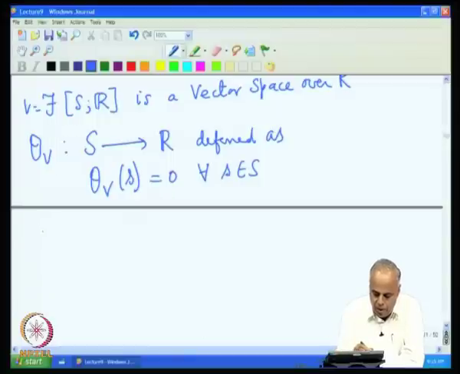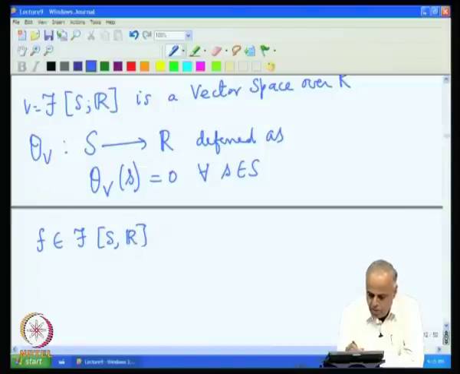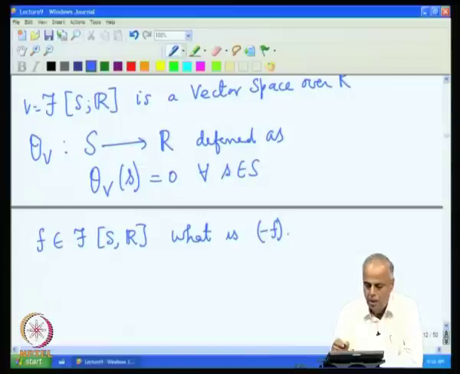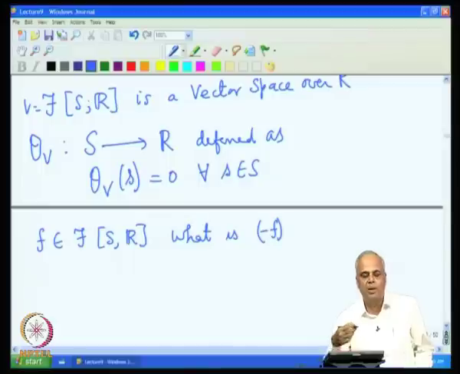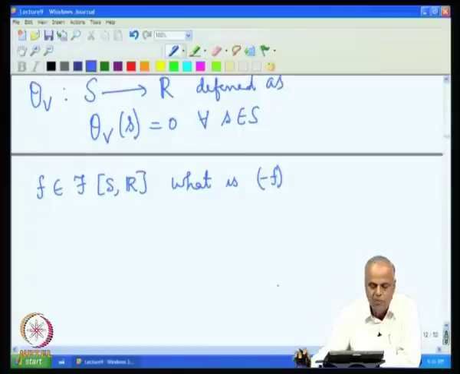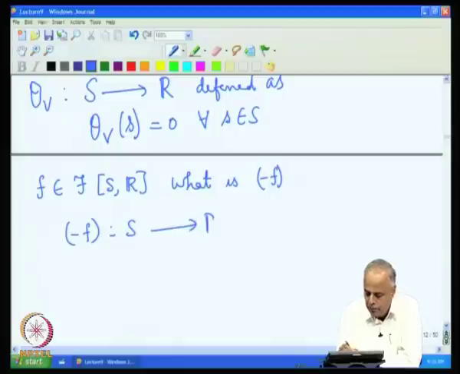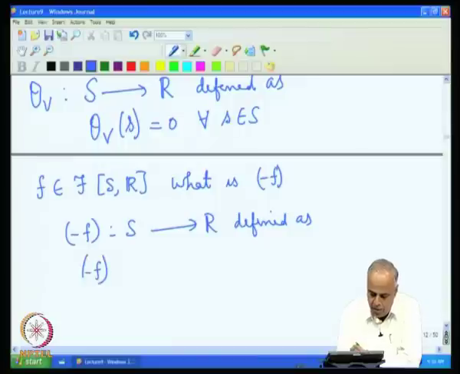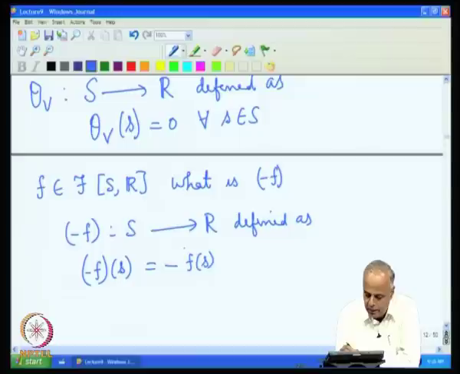Now, if F belongs to F(S,R), what is minus F? Since F belongs to F(S,R), we want minus F also to belong to F(S,R), because the negative of anything in V, in a vector space, must be back in the vector space. So minus F must be a function. Minus F is that function which is defined as: minus F at any point S, its value is take F's value and take the negative of that.